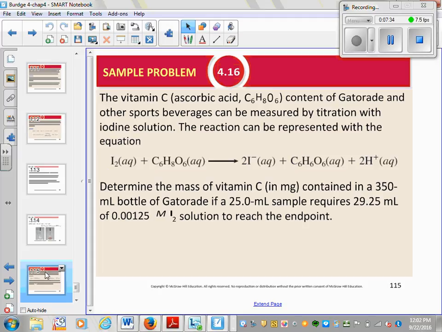Yeah, so determine the mass of vitamin C in milligrams contained in a 350 milliliter bottle of Gatorade if a 25.0 milliliter sample requires 29.25 mL of 0.00125 molar iodine solution to reach the endpoint. Oh, here's where your eyes bug out, right?